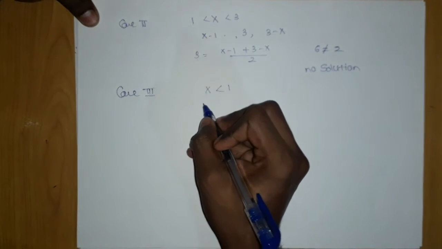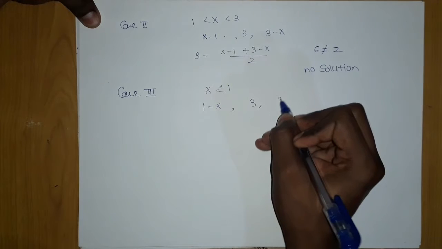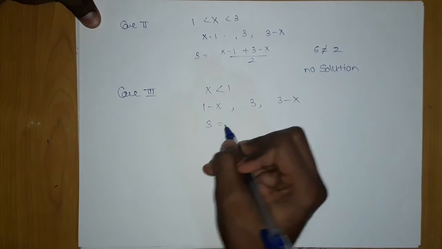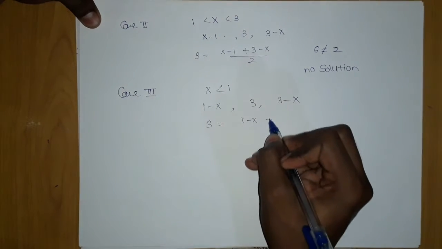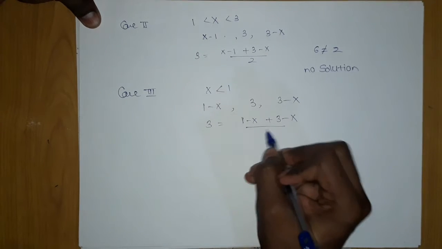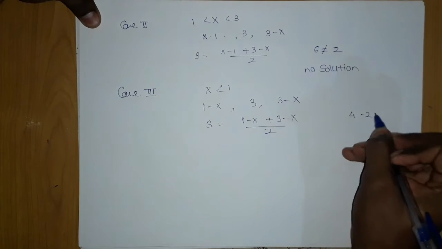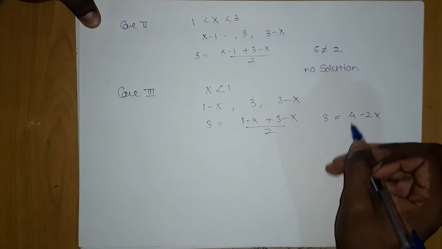Then what do we have? 1 minus x, 3, 3 minus x, right? 3 should be equal to what? 1 minus x plus 3 minus x, by 2. Then we are getting 4 minus 2x should be equal to 3.